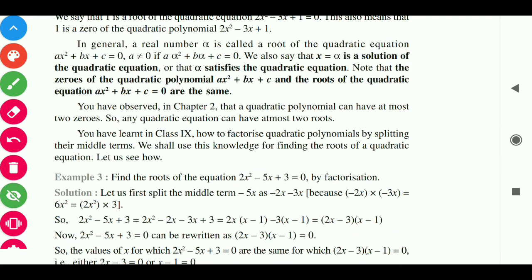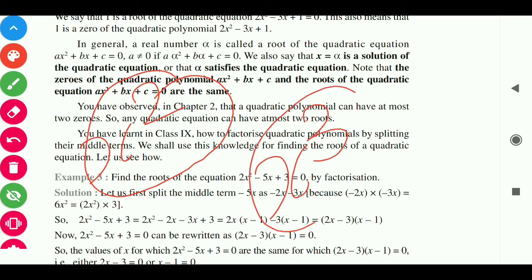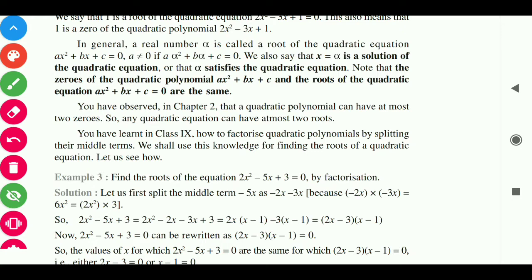Now, you have observed in chapter 2 that a quadratic polynomial can have at most two zeros. We have learned that the number of zeros is determined by the degree of the polynomial. So if the degree of the polynomial is 3, as in x cube, then the number of zeros will be 3. Similarly, if the degree of the polynomial is 2, then the number of zeros will be 2. So any quadratic equation can have at most two zeros or two roots.